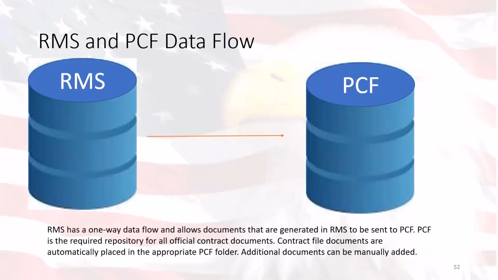The RMS and PCF data flow is as follows. RMS has a one-way data flow and allows documents that are generated in RMS to be sent to PCF. PCF is the required repository for all official contract documents. So the contract file documents are automatically placed in the appropriate PCF folder, and the folders on their side are usually referred to as cabinets. So if you're on the PCF side and you have a particular cabinet that you're looking for your documents, you'll have to search that on that particular side. Additional documents can be manually added as well.